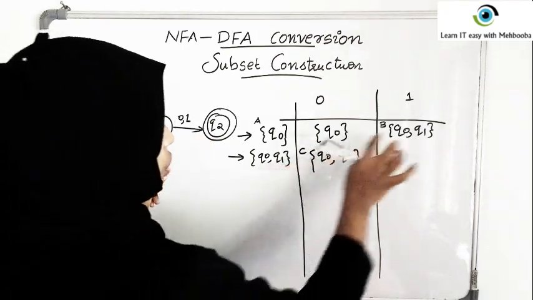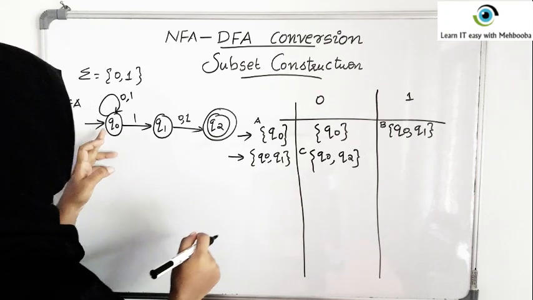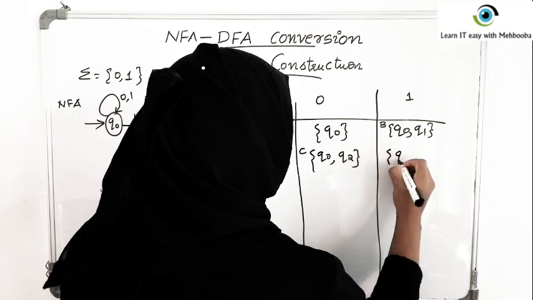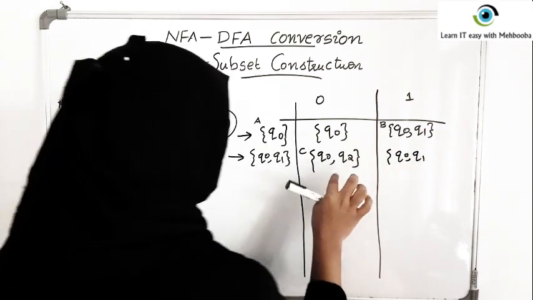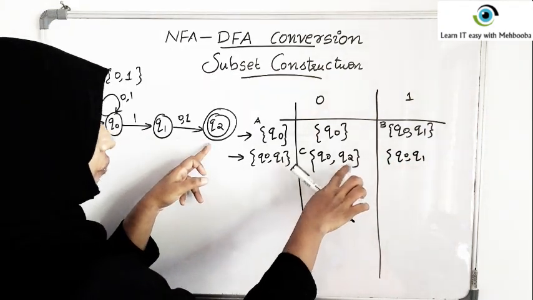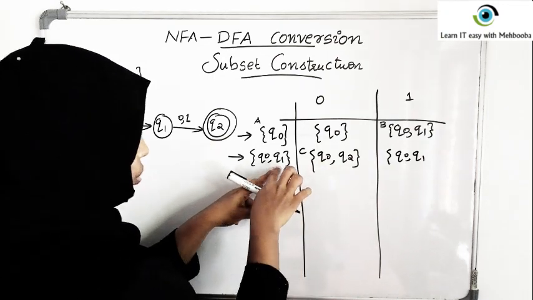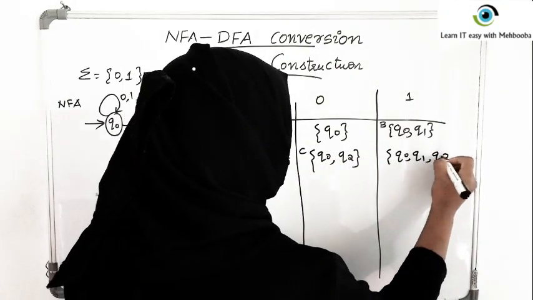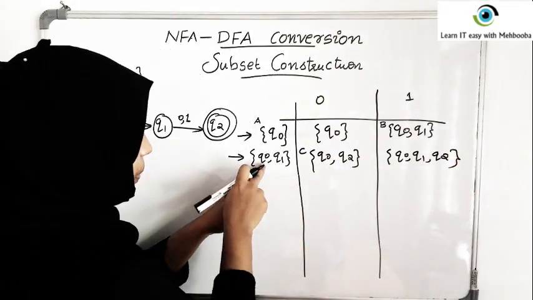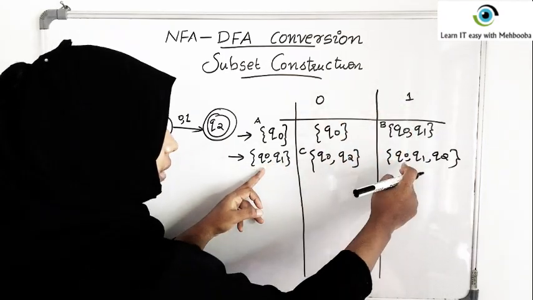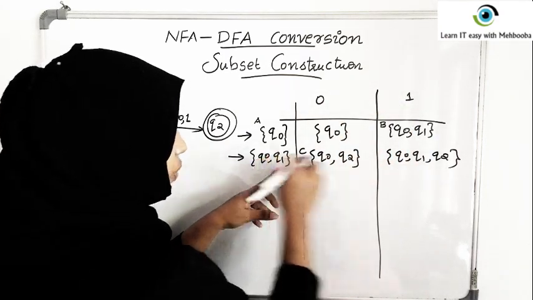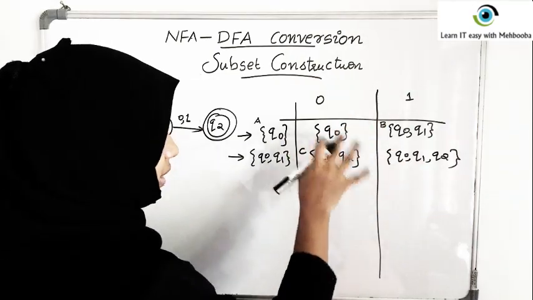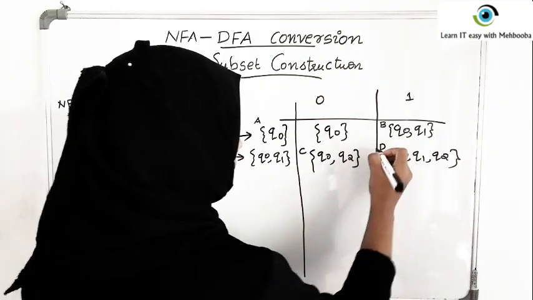Now Q0, Q1 on 1. When you apply 1 to Q0, you get Q0 and Q1. Now when you apply 1 to Q1, you will get Q2. So that is, you applied 1 on Q0, you get Q0, Q1, and you apply 1 on Q1, you get Q2. That's it. Now this is a new state which is not seen in the table before, so I am giving it the name D.